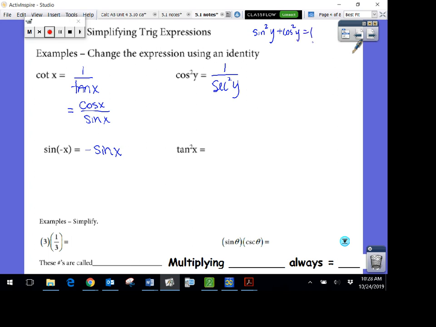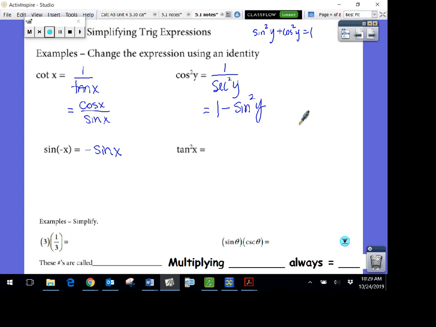So if I want a different way to write cosine squared y, we could bring that over. So this is also equal to 1 minus sine squared y. So there's two different things I could rewrite, again, depending on what I need in the problem. I don't know what I need until I see the problem.